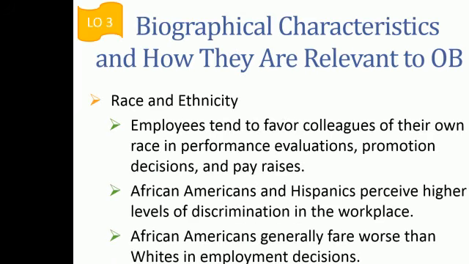So, more on biographical characteristics. We talked about age, we talked about sex. Race and ethnicity, again, are a biographical or surface level diversity characteristic. We do generally tend to find that employees favor colleagues of their own race in performance evaluations, promotion decisions, and pay raises. I think a lot of that has to do with us being inherently kind of narcissistic. So we like people that are like ourselves.